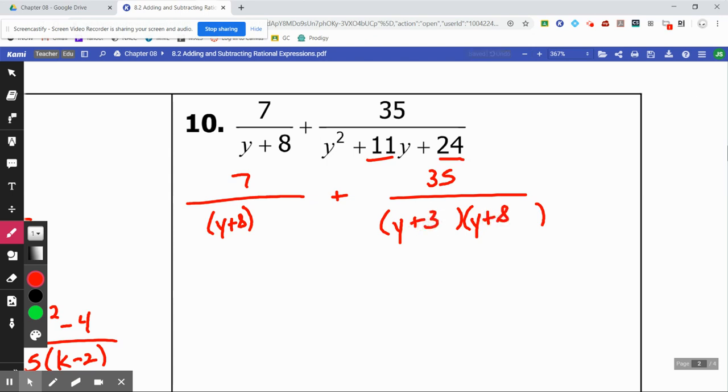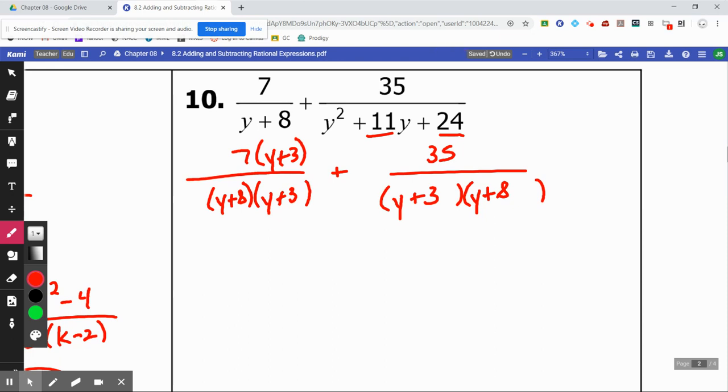Now look at the bottoms. You have a y plus 8 over here and a y plus 3 and a y plus 8 over here. So the only difference is I need a y plus 3. Then the bottoms will be the same. So let's multiply top and bottom, and it has to be multiplication. Multiply top and bottom by y plus 3.